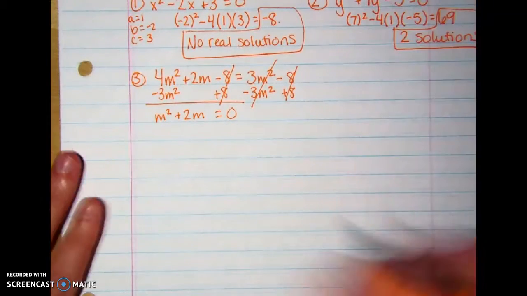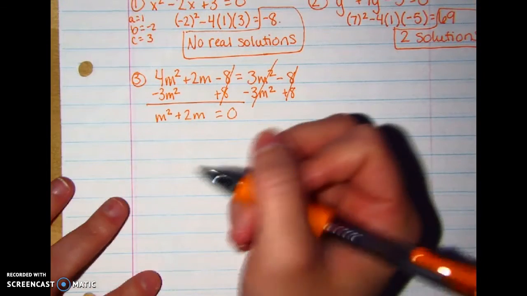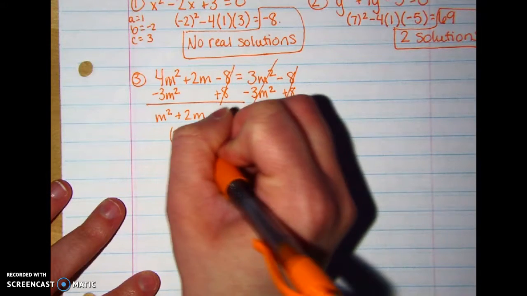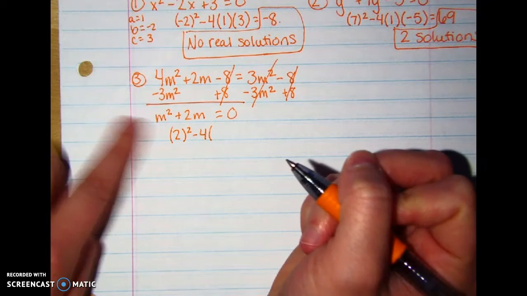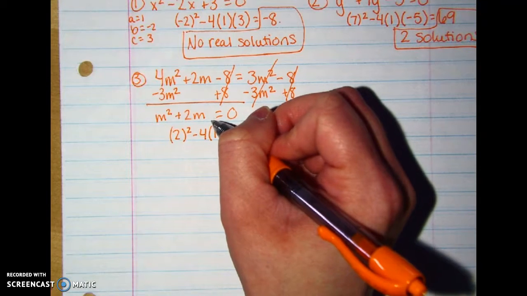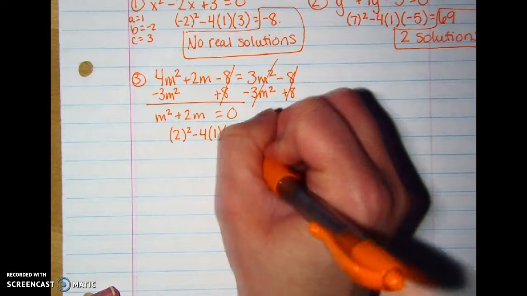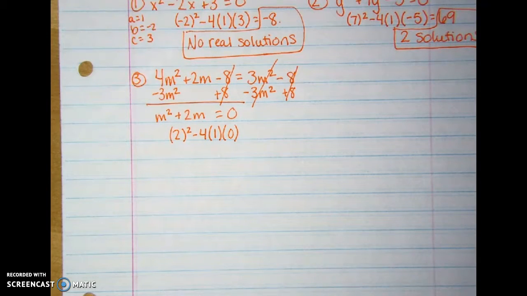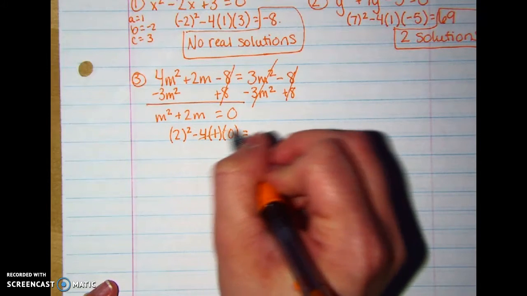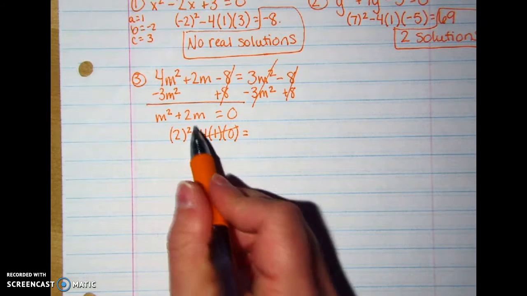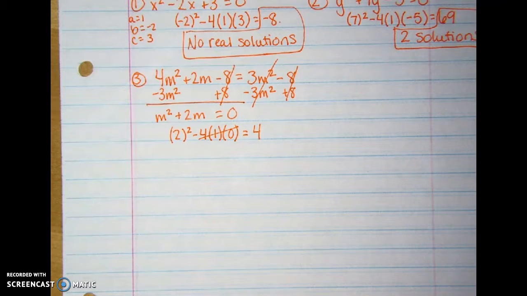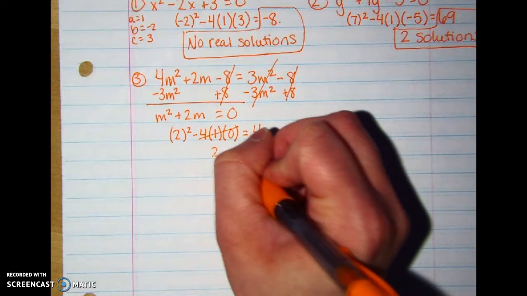Now in my equation, b squared minus 4ac, b in this case is 2. So it's 2 squared minus 4 times a, which is right here, this is 1. C is not there at all. It's gone, so that's 0. And anything times 0 is 0, so really this whole section is out. 2 squared is 4. That answer is greater than 0, so that means there are 2 solutions.